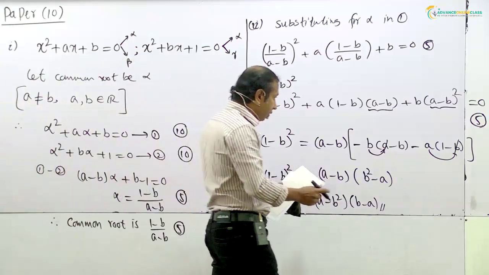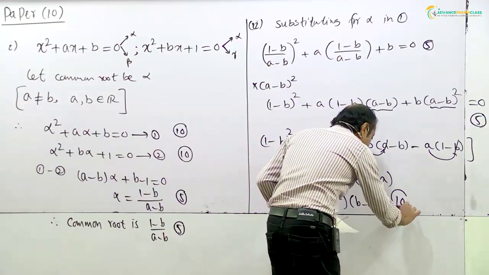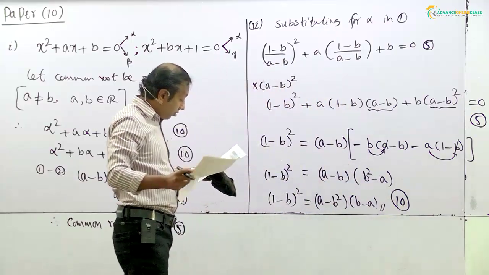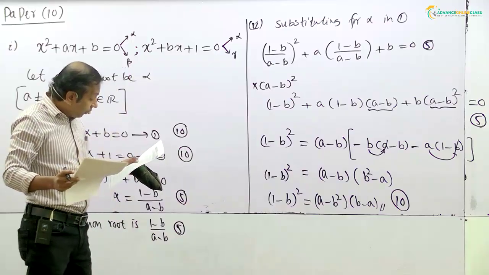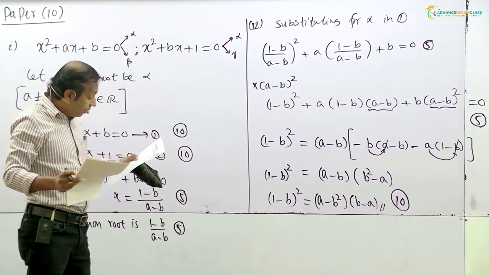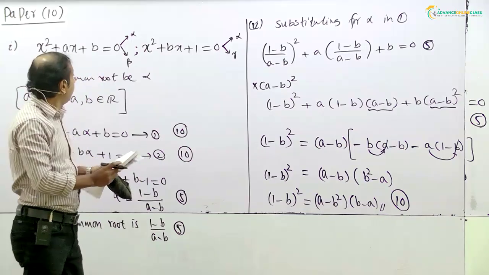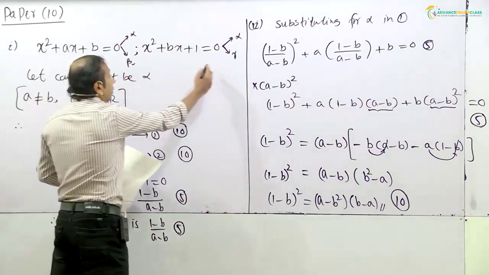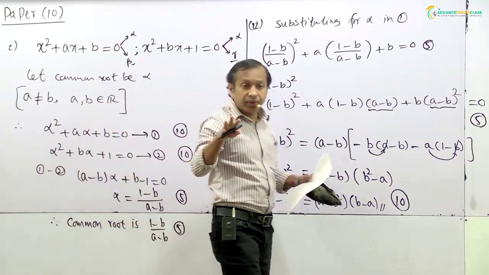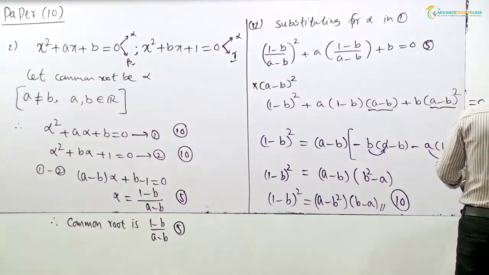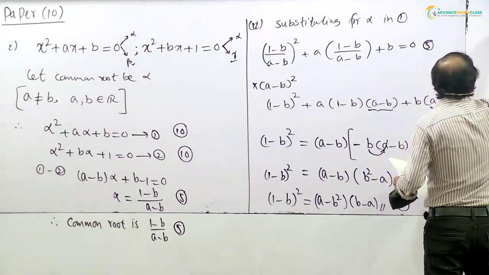Then for this final answer, another 10 marks coming. For the next part, the question is asking: the equation which is satisfied by the other roots. Other roots means what? Beta and gamma. You need to find a quadratic equation with the roots beta and gamma. Okay.